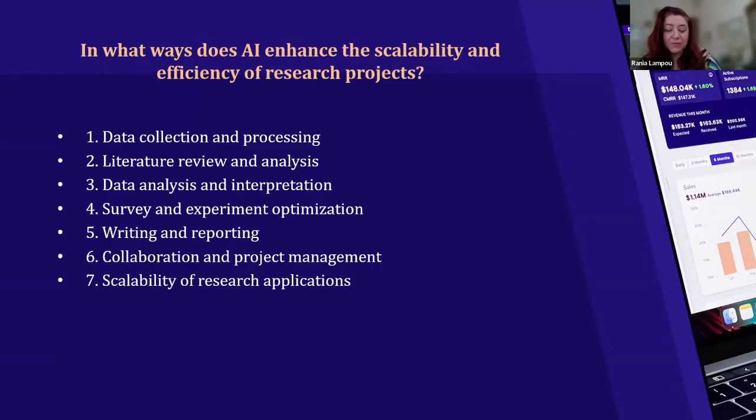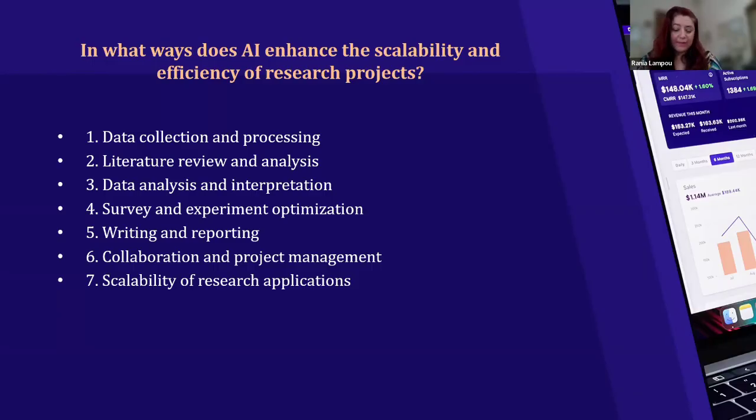With data analysis, we have advanced analytics because AI supports predictive modeling, machine learning, and pattern recognition in large data sets, and real-time insights, as algorithms can actually detect trends and anomalies faster than traditional statistical methods. Survey and experiment optimization. We have dynamic questionnaires. AI adapts survey questions based on prior responses, so adaptive learning, and A/B testing automation. In experimental designs, AI can efficiently manage and adjust test conditions in real time.